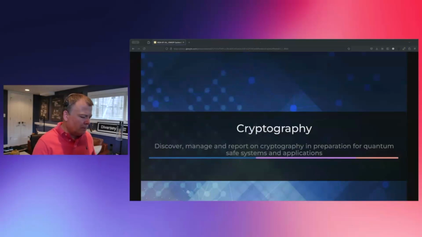One of the other big talking things is really around cryptography. Lots of organizations are starting to prepare for a post-quantum reality.